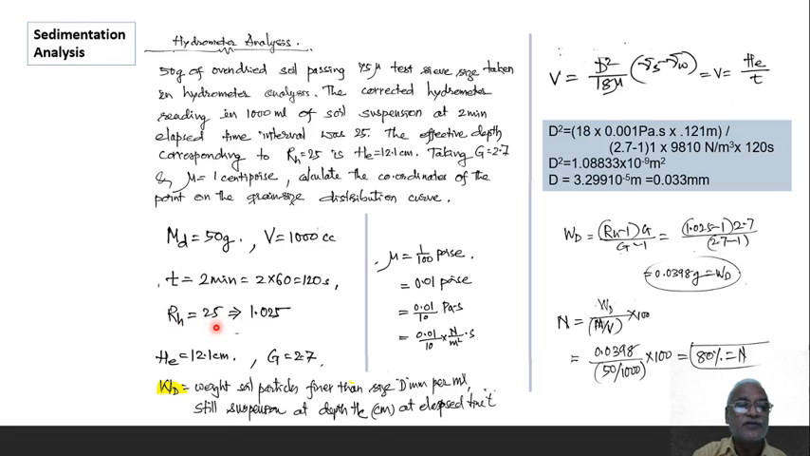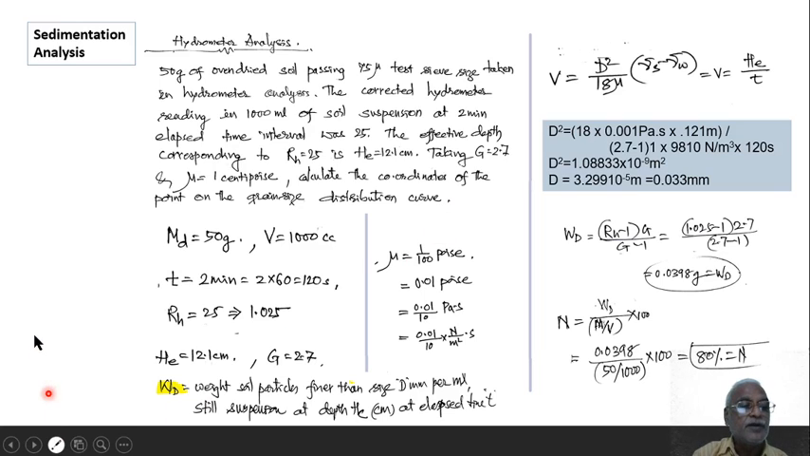Similarly, the other values. Now, the effective height of fall, the effective depth corresponding to RH 25, is H equal to 12.1 centimeter. Okay. Now taking G equal to 2.7 and mu equal to 1 centipoise, calculate the coordinates of the point on the grain size distribution curve.